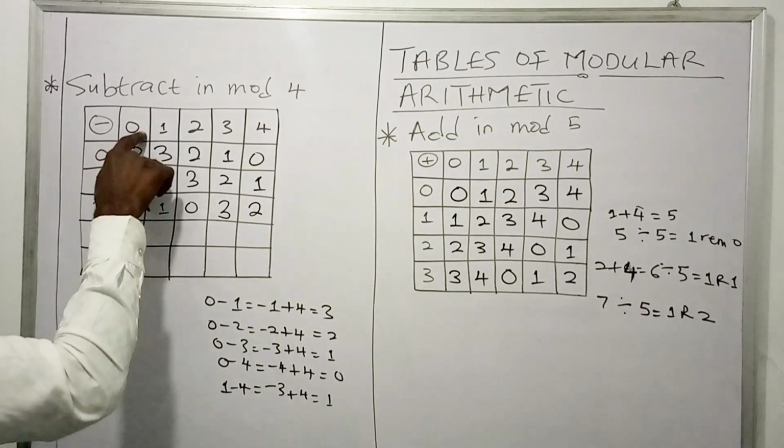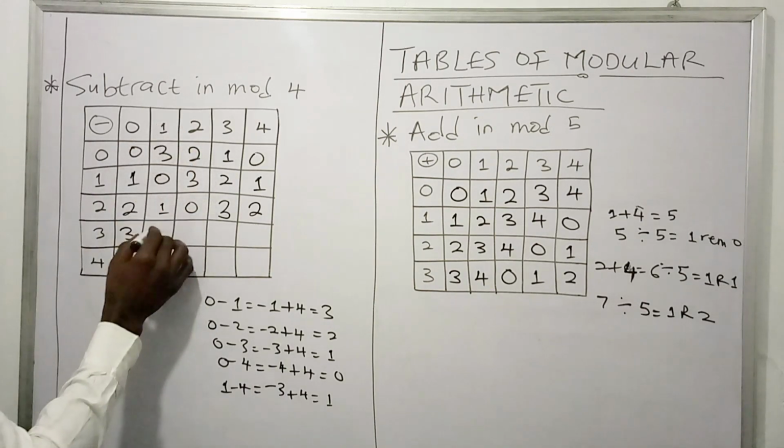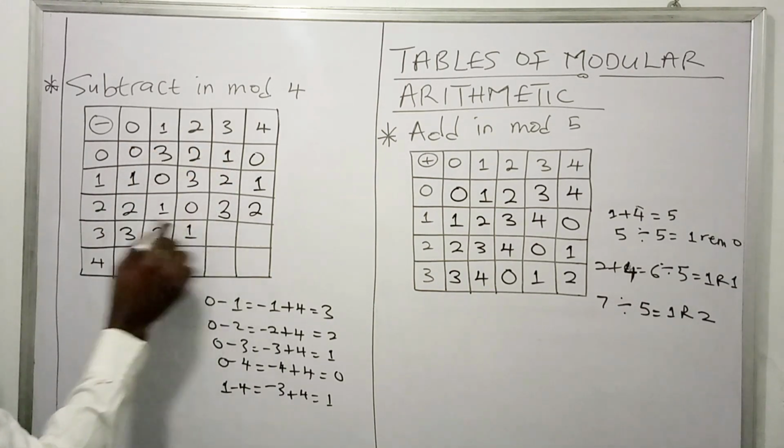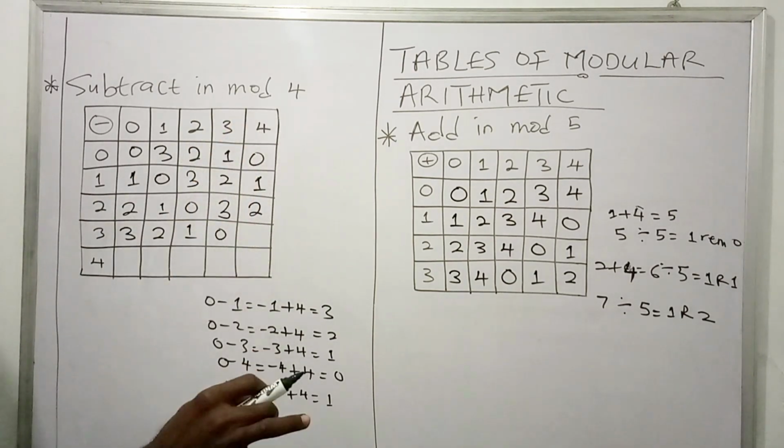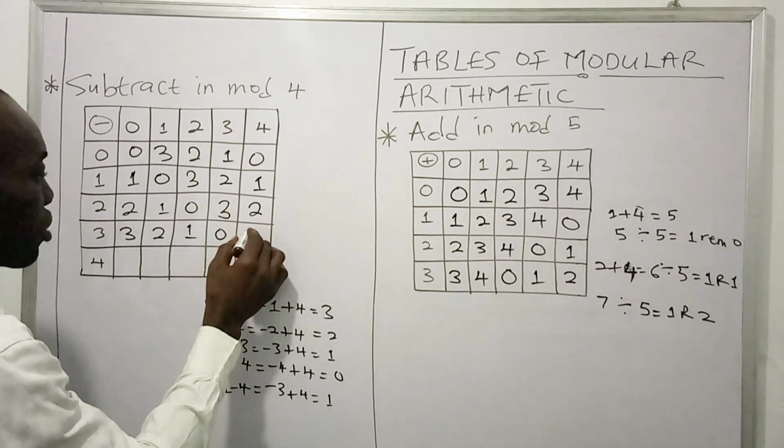Now 3 minus 0 is 3. 3 minus 1, that's 2. 3 minus 2, that's 1. 3 minus 3, that's 0. 3 minus 4, that's minus 1. Then we add the 4 to it, that will give us positive 3.